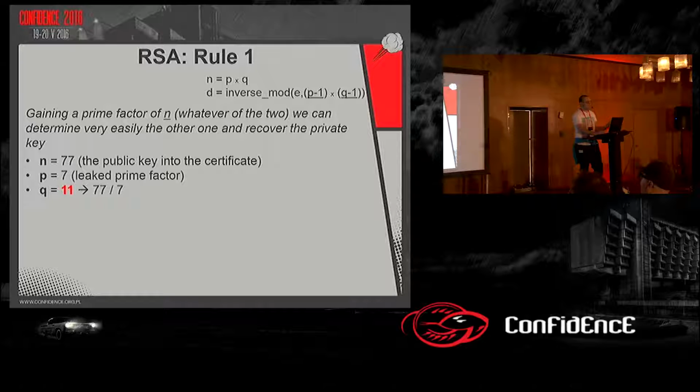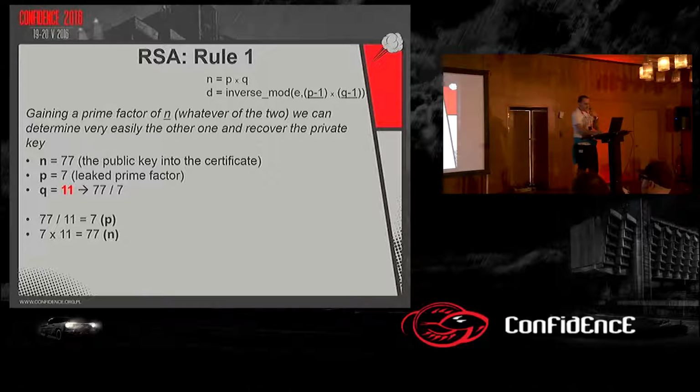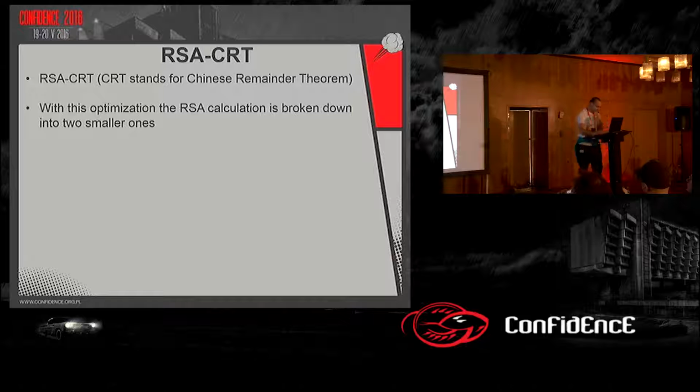We need just to divide N by P, and we get Q. And if instead we have Q and we want to get P, we can just divide N by Q, and we get P. And of course, the multiplication of P by Q basically gives us N, which is the public key. So the important aspect here is this: if we are able to get one prime factor of the two that compose a public key, we can basically derive the private key.